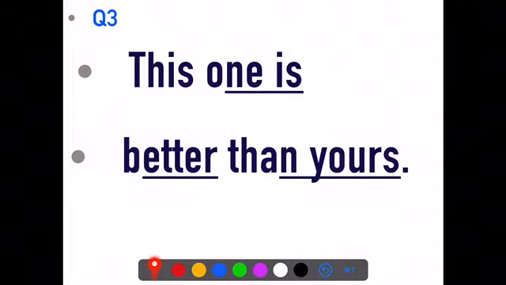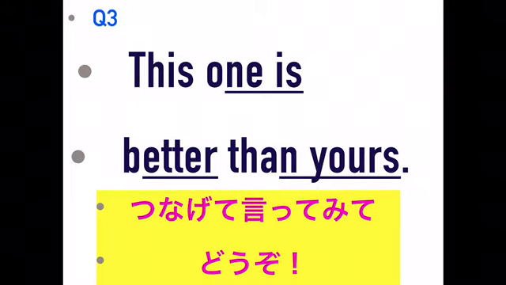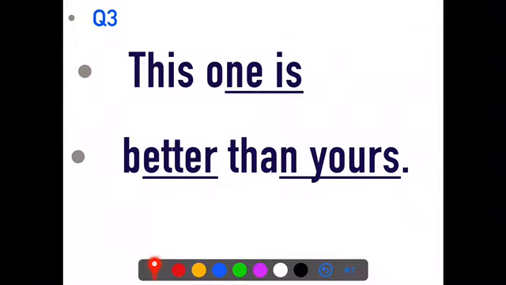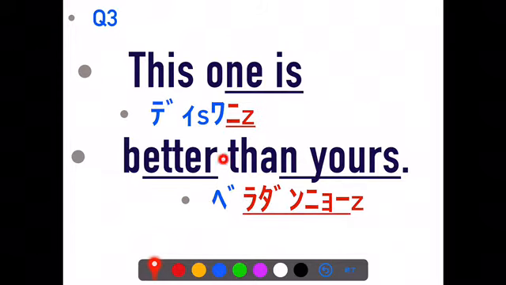This one is better than yours. Before is you have N sound and this T is between two vowels. And before Y you have N. Try it. Ready? Go! Alright? Yeah, this is needs and better, yours. So this one is better than yours.